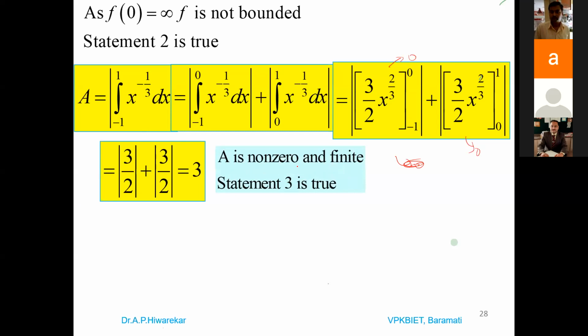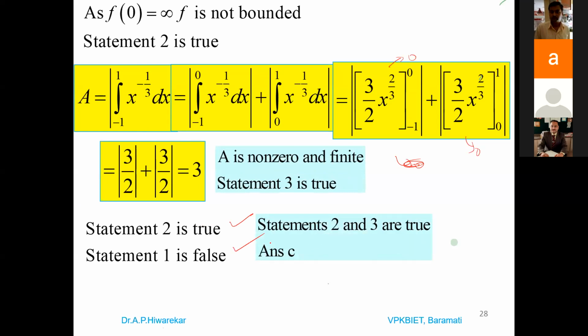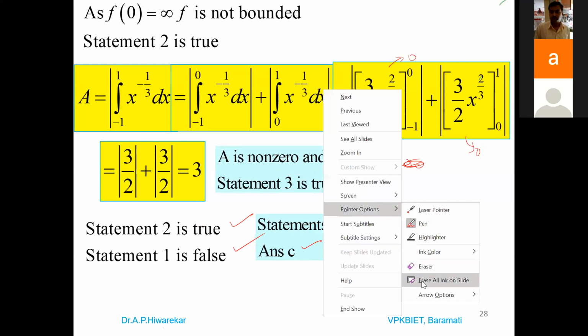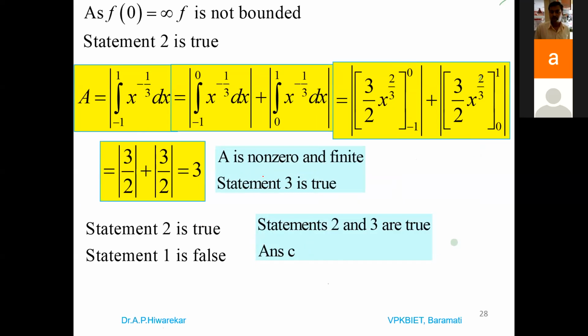So A is non-zero and finite. Statement 3 is true. Statement 2 is true and statement 1 is false. So statements 2 and 3 are true, and the answer is C. You need to go through the solution of this question carefully.